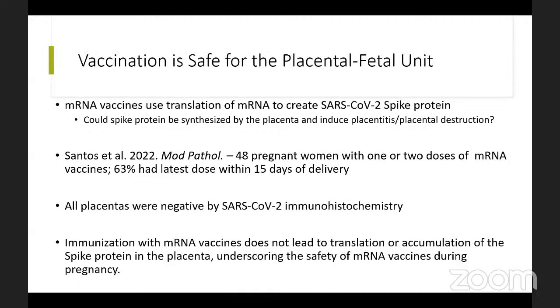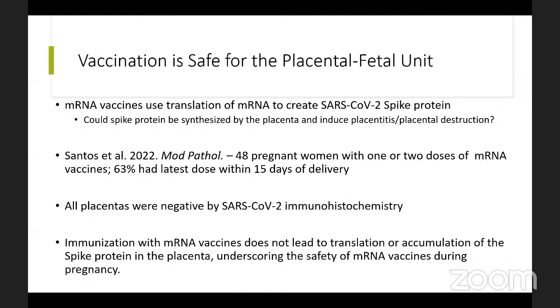So this is usually muscle cells, and then antigen presenting cells will respond locally as well to the site of injection. But there was concern that if the mRNA particles that were injected could travel within the blood and end up in the placenta, that the placenta could actually synthesize its own spike proteins. And could that lead to basically induced placentitis or placental destruction as the body tried to recognize the spike protein as foreign?